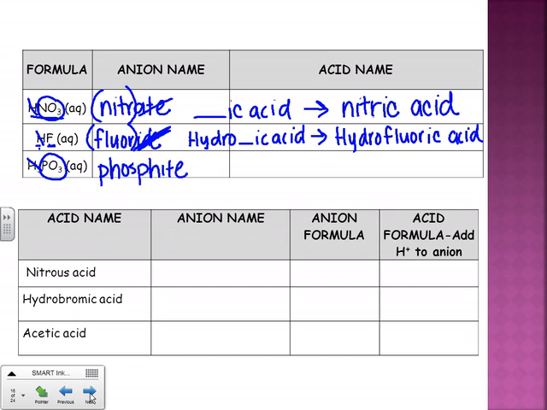Okay, so if it ends in ITE, if you look back at that chart, you take the stem of the name and add OUS, acid. Okay, so the stem of this name is right here. I take off that ITE, and this becomes phosphorus acid.